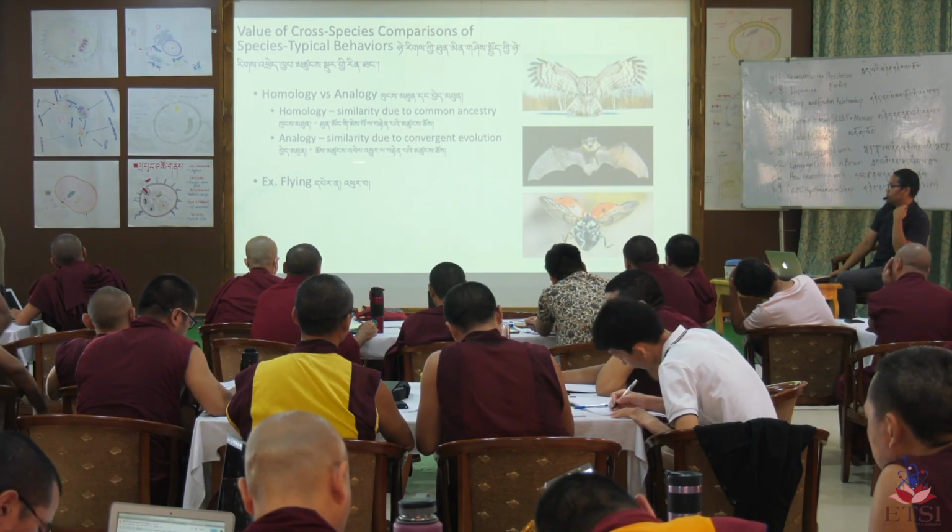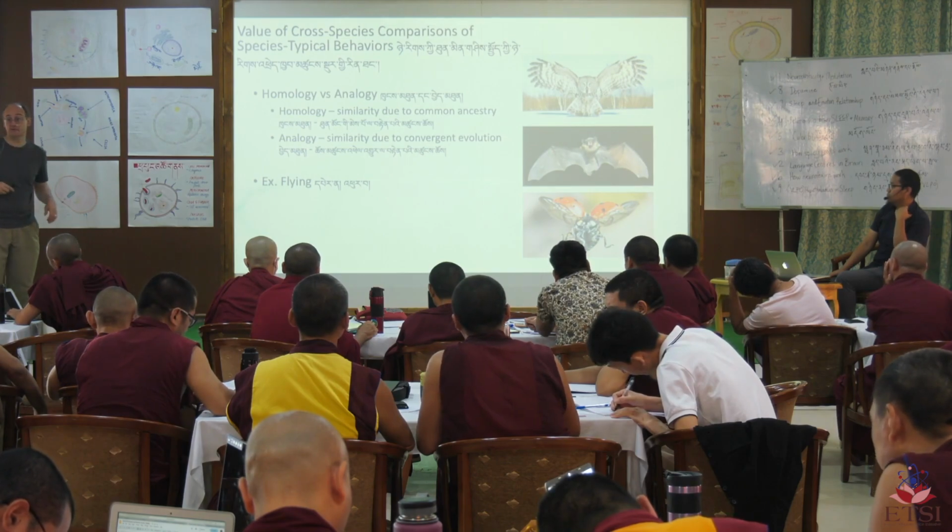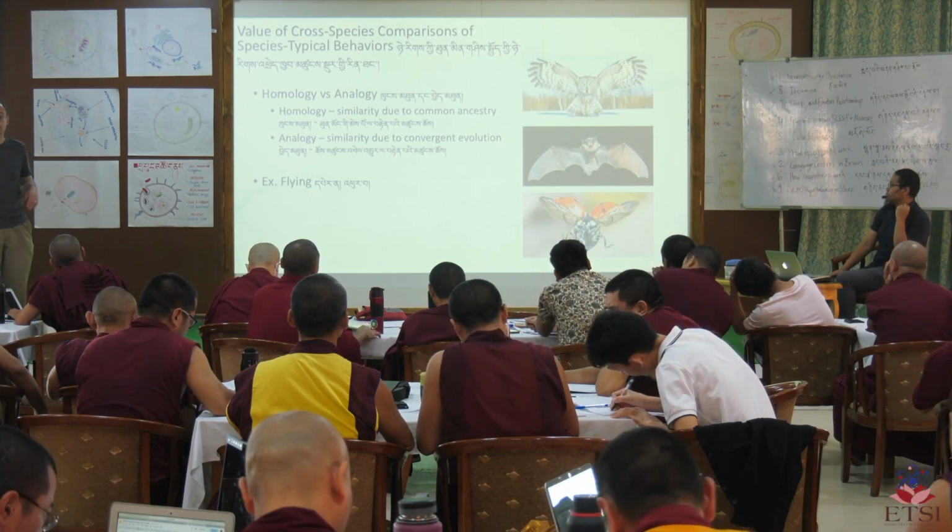This is an example of the analogy or convergent evolution where there's a big advantage to these being able to fly, but they're not closely related in terms of their genes.